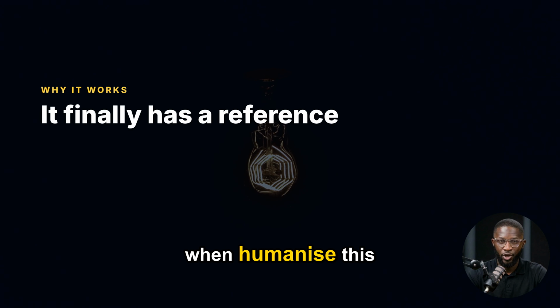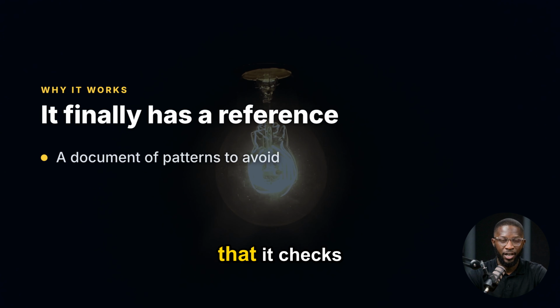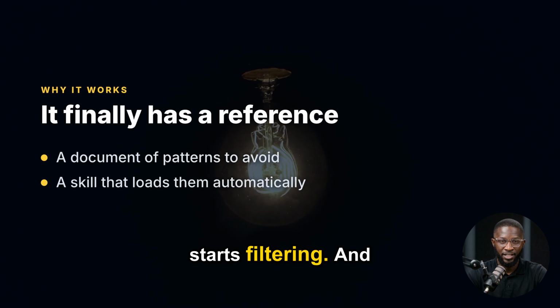This is why it works when "humanize this" never did. Before, Claude was guessing. Now it has a reference, a file full of patterns to avoid that it checks against before it writes a single word. It stops guessing and it starts filtering.